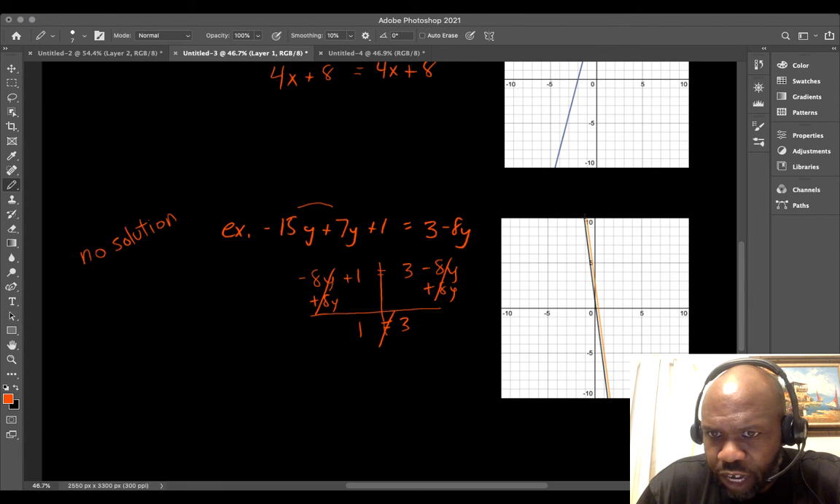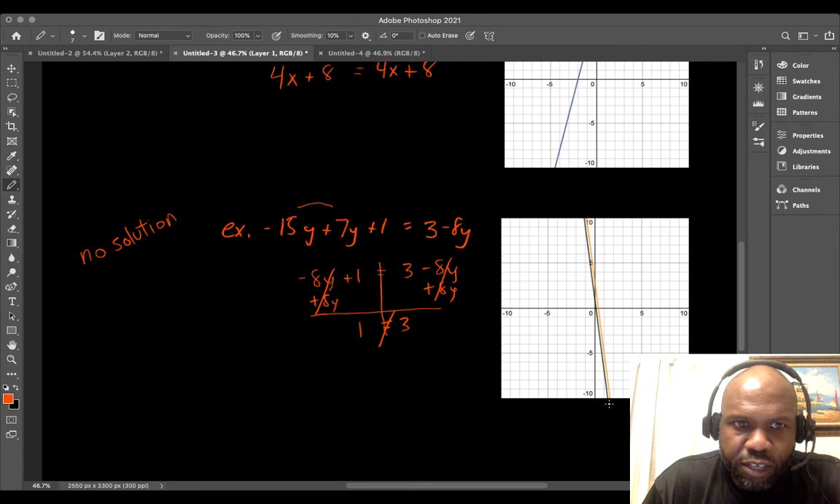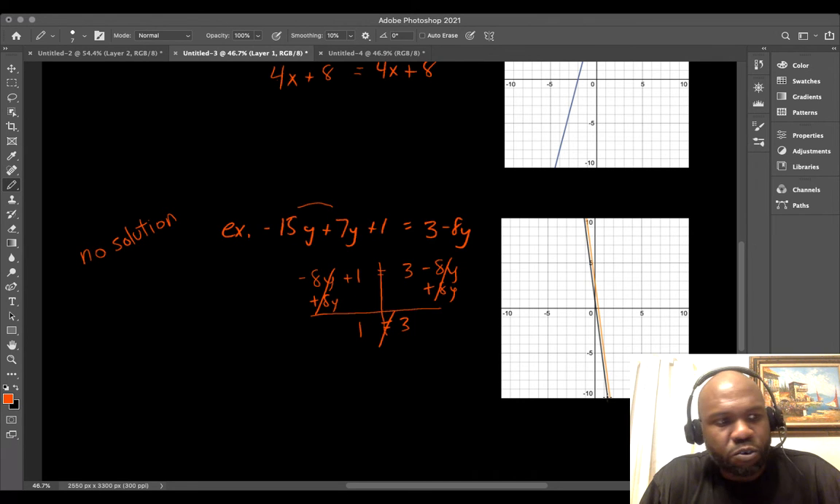So you can see these two lines. You have a little blue line here, and you have a red, orange line here. As you can see, they're going right next to each other, but they're never going to cross each other. They're going to continue to go on the same path. So if they don't cross, then that basically means there's no solution. They don't cross paths with each other.